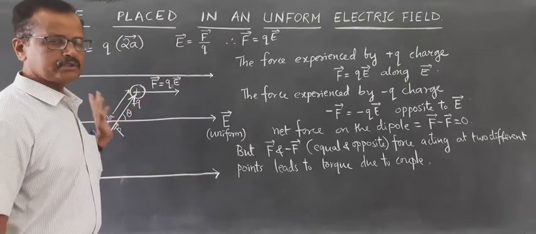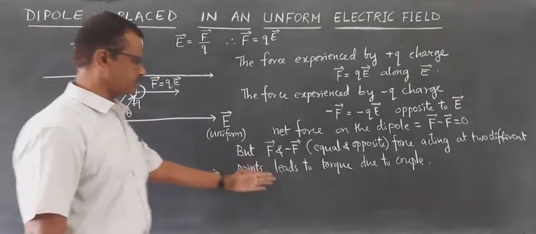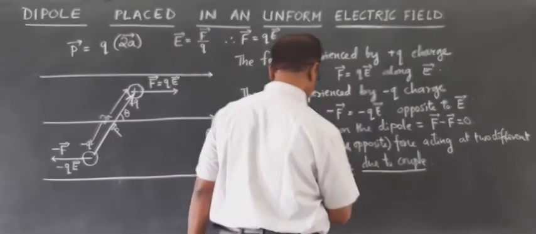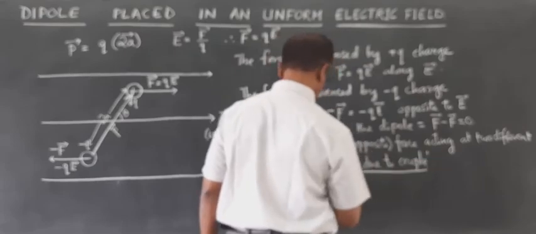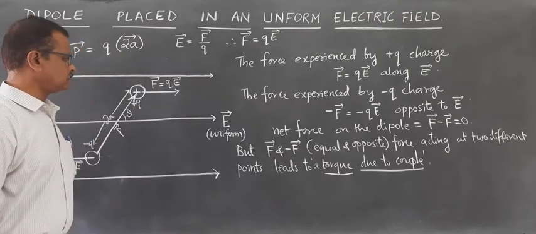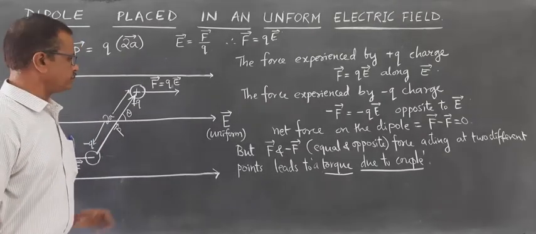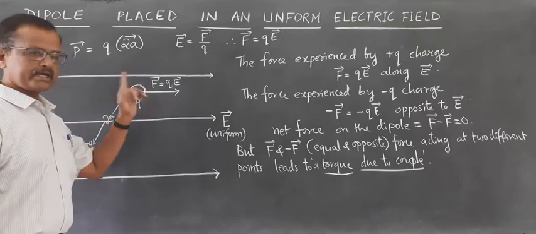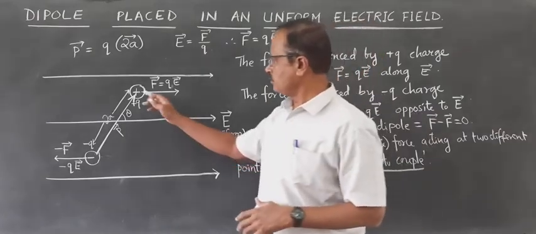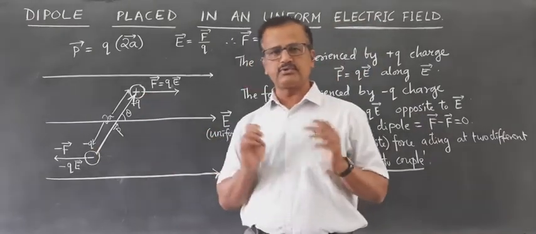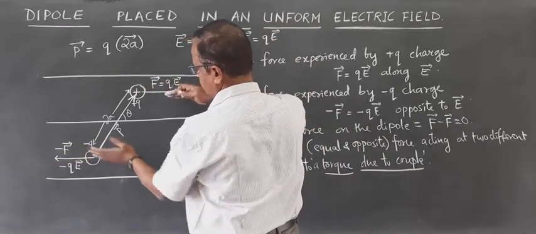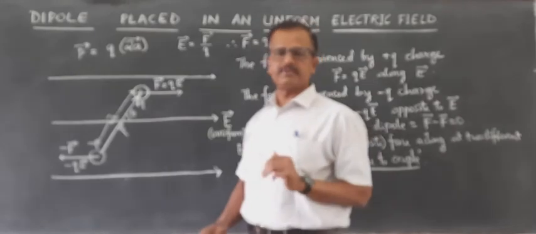Couple means equal and opposite forces acting at two different points. So it experiences a torque due to couple. Now we can calculate torque due to couple. To calculate it, we should know the magnitude of force. The magnitude of force is F equal to QE. And we should know the perpendicular distance between these two forces. Here, one force is acting here, another force is acting here, so the perpendicular distance between these two forces must be calculated.